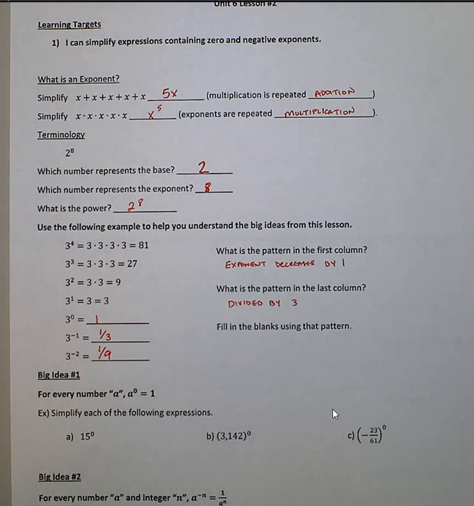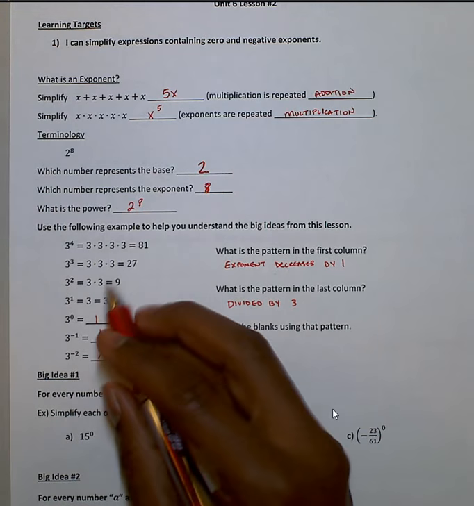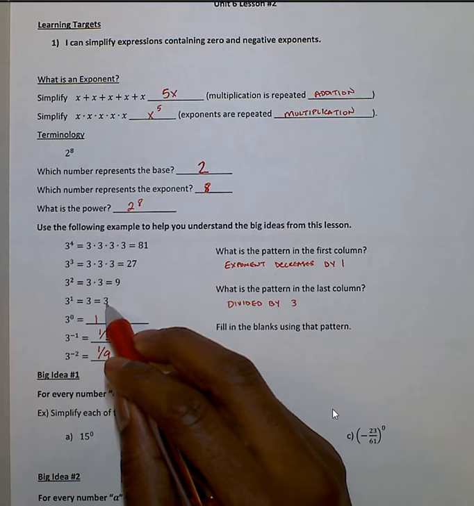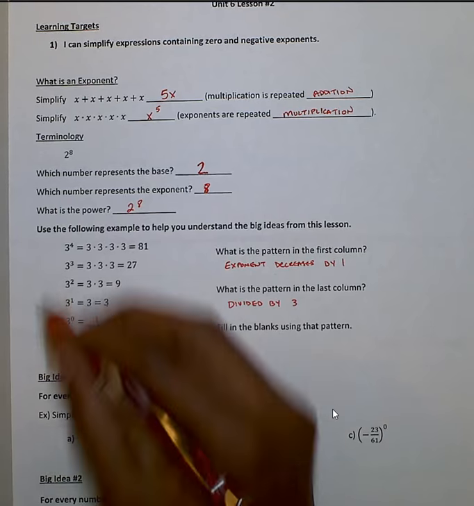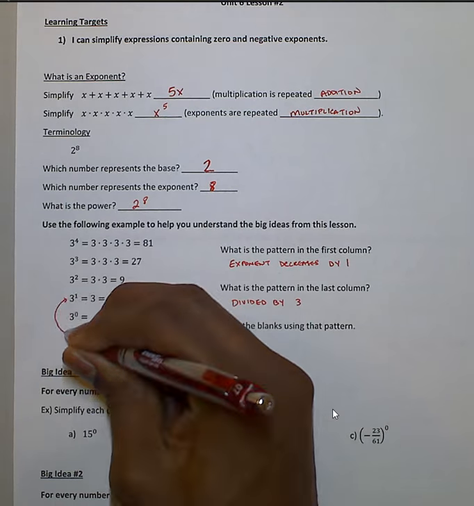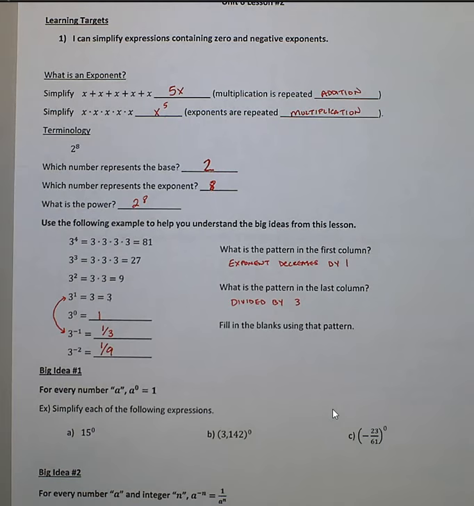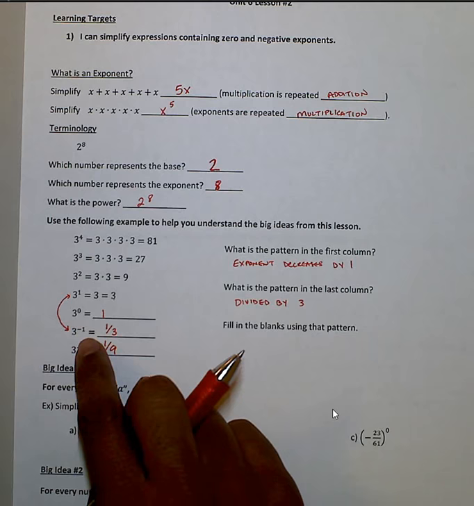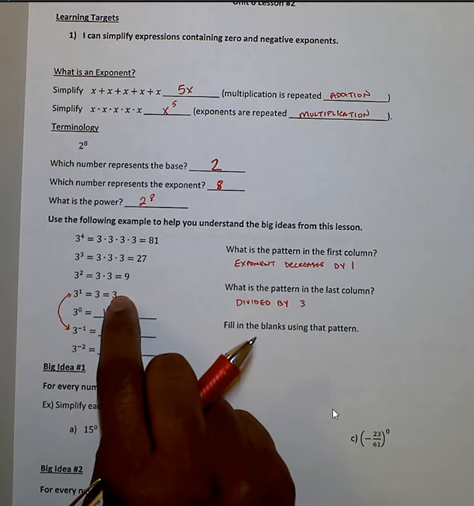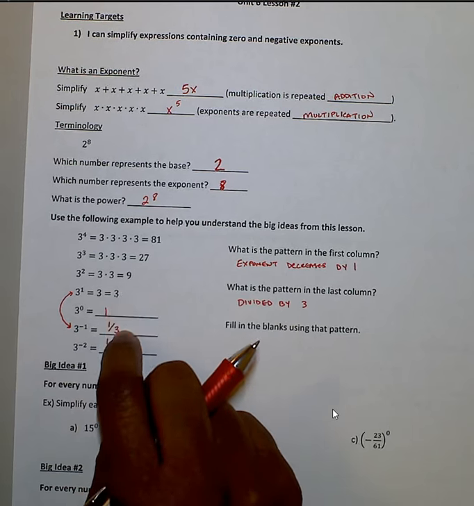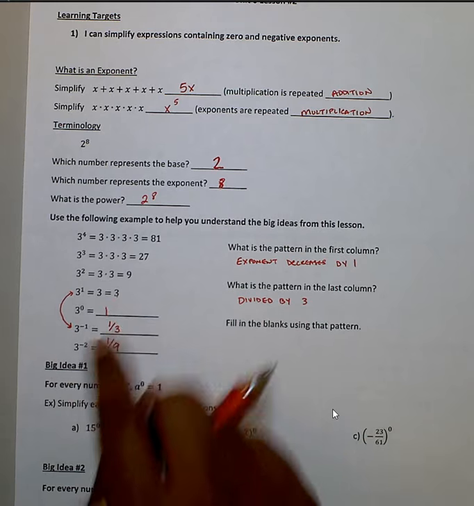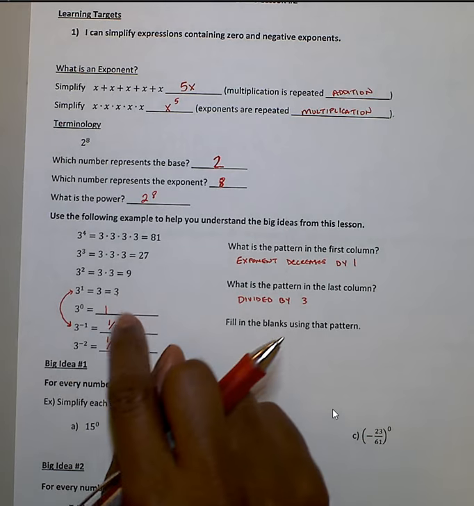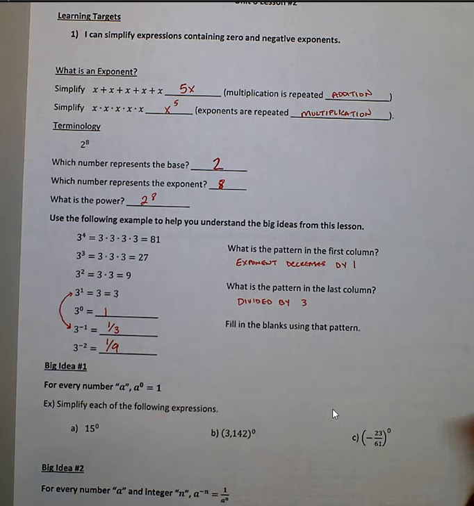Notice here, 3 to the 1 is 3. 3 to the negative 1 is 1/3. Notice it is not a negative number, but what did happen is, instead of the 3 being in the numerator, when it was negative, it's in the denominator. 3 to the 2nd is 9. So 3 to the negative 2nd is 1/9.